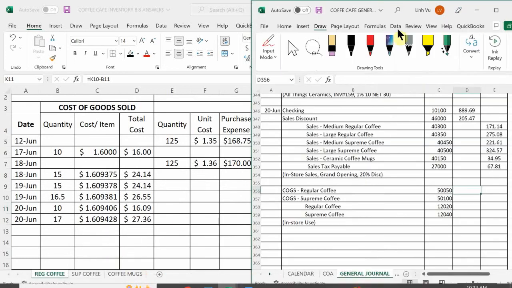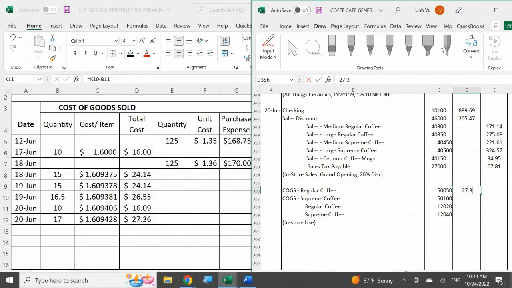So let's journalize that. $27.36 for the regular, $31.50 for the Supreme.